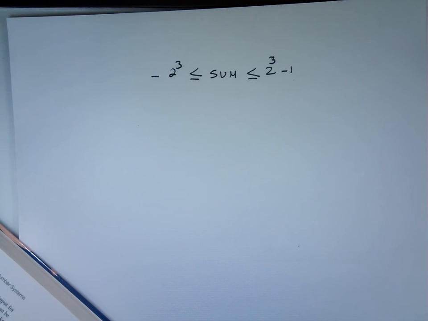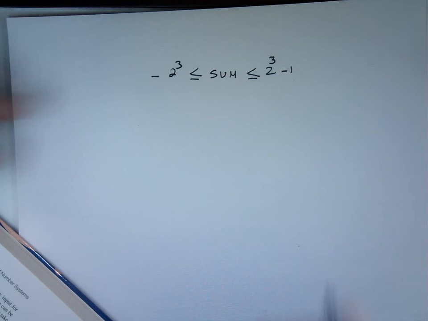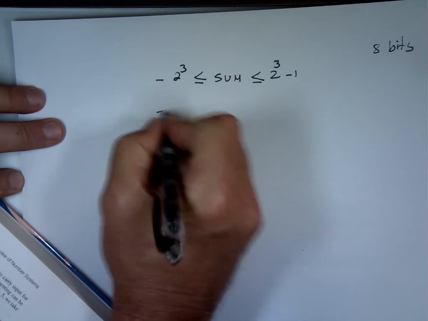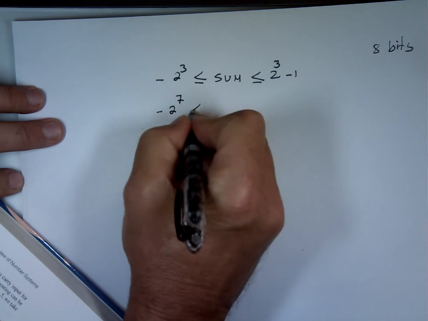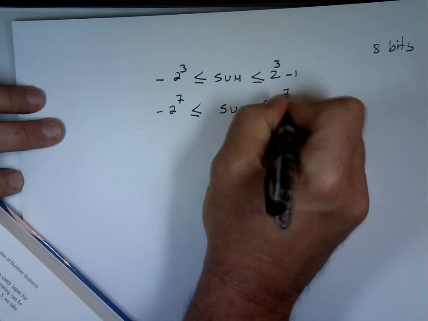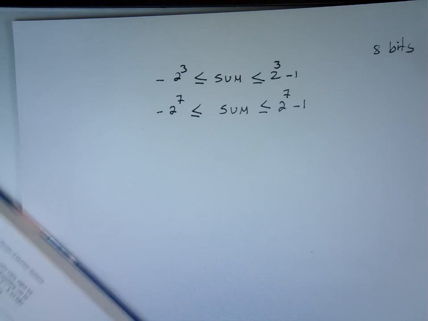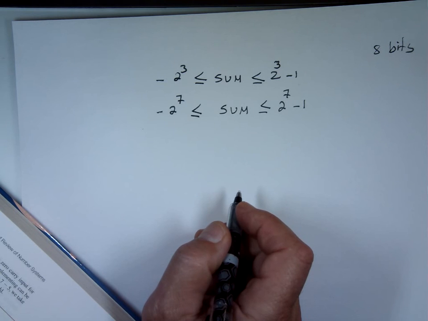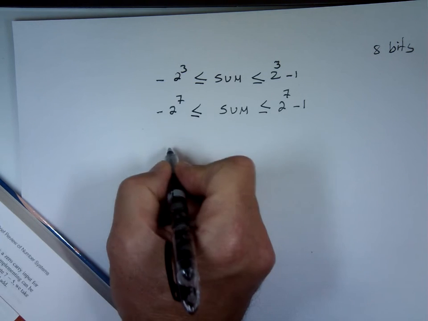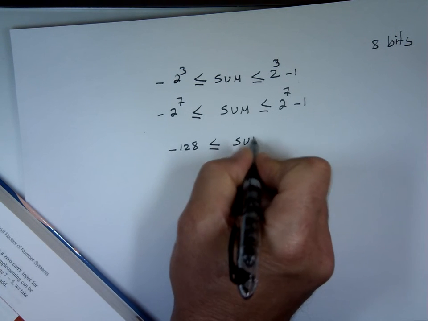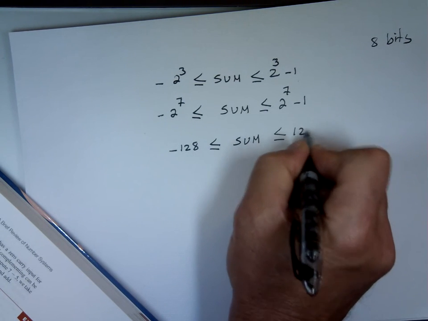Now, if you're using 8 bits, you still have a limitation. For 8 bits, it's going to be from negative 2 to the 7 to 2 to the 7 minus 1. What's 2 to the 7? 256? 2 to the 8, I think, is 256. 128 maybe? So from negative 128, if your sum is between these numbers and 127, you'll be fine. If it goes outside that, you'll have an overflow.